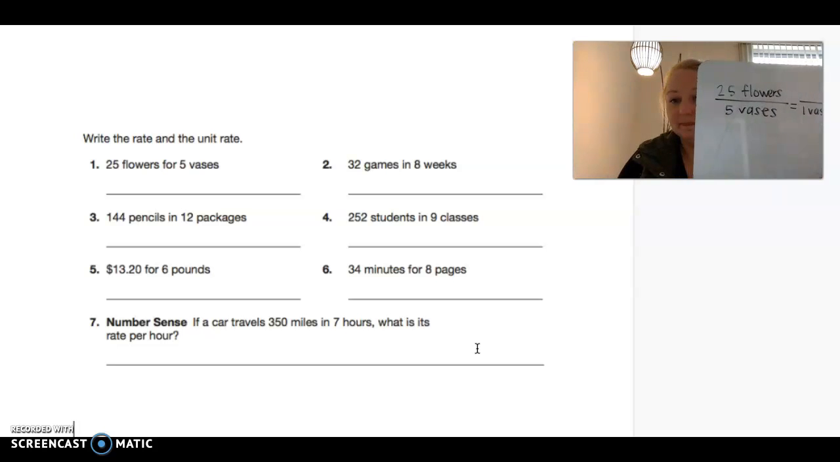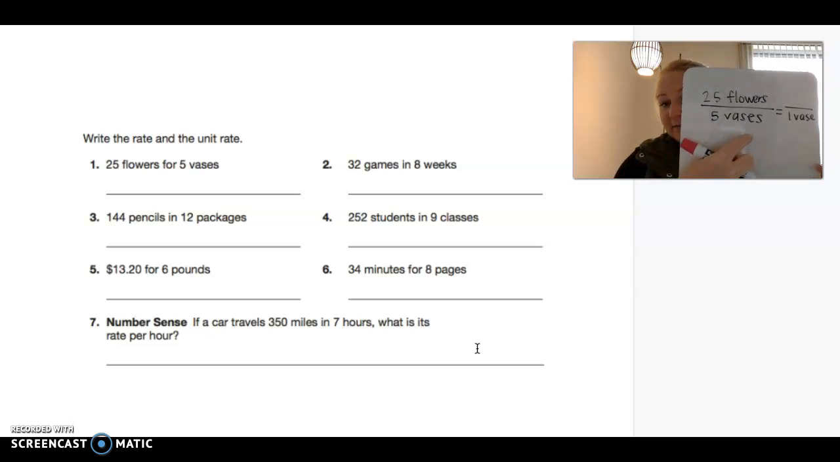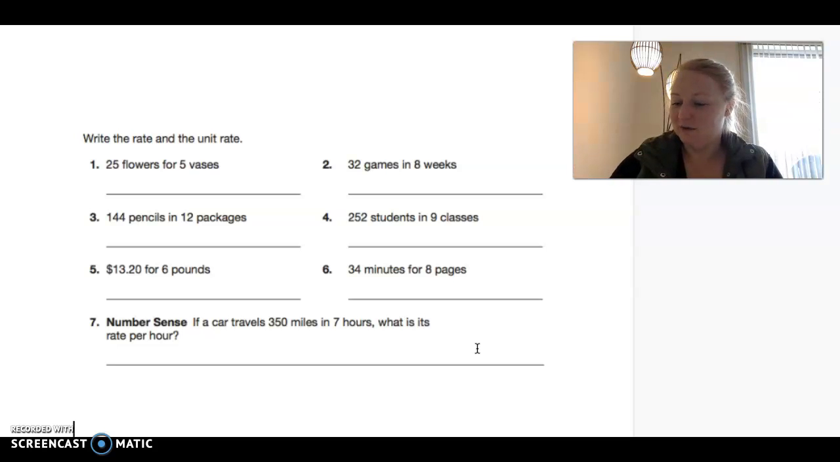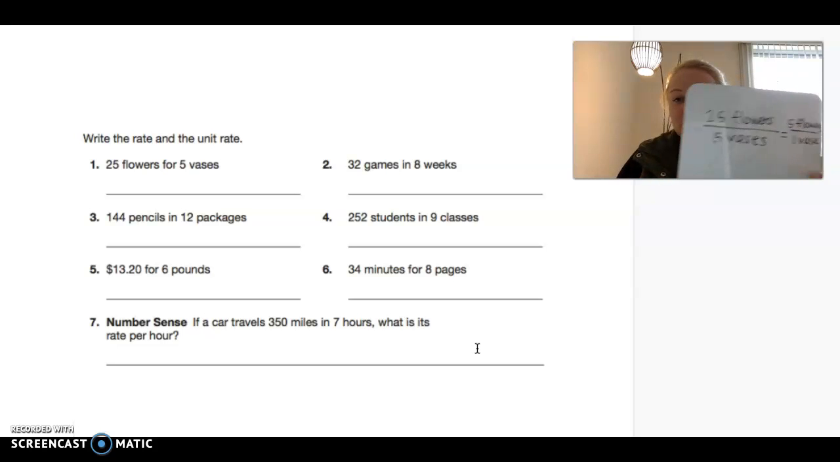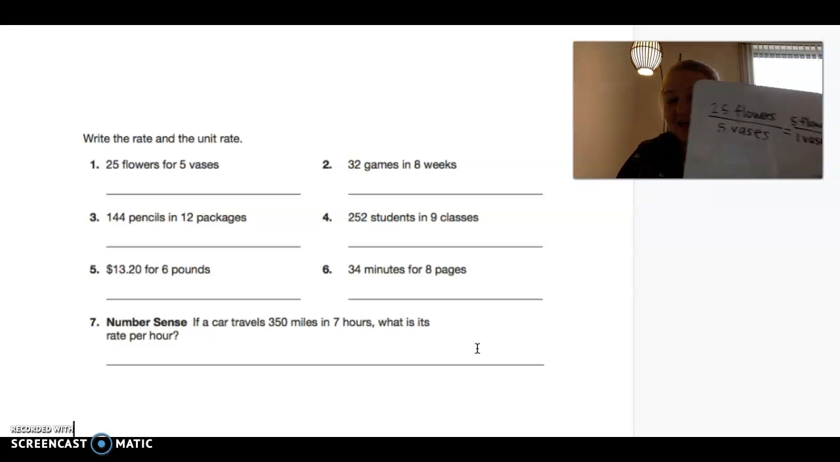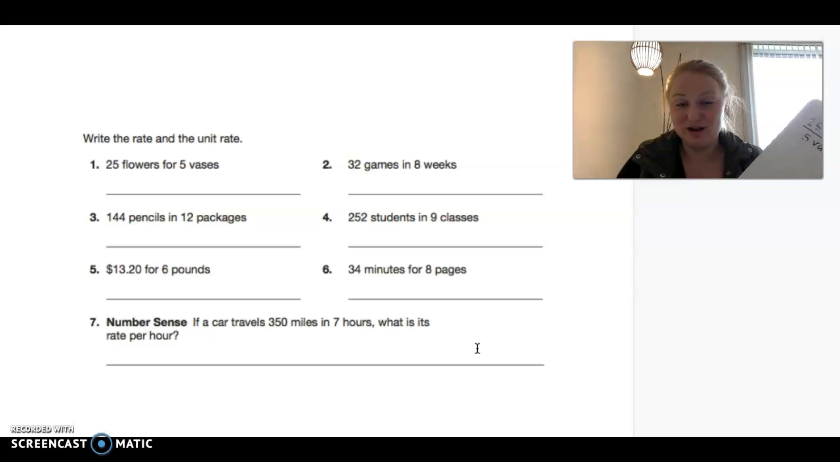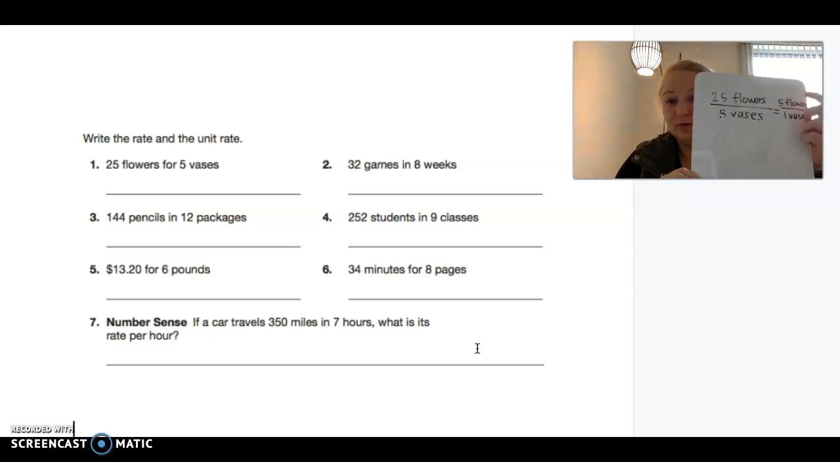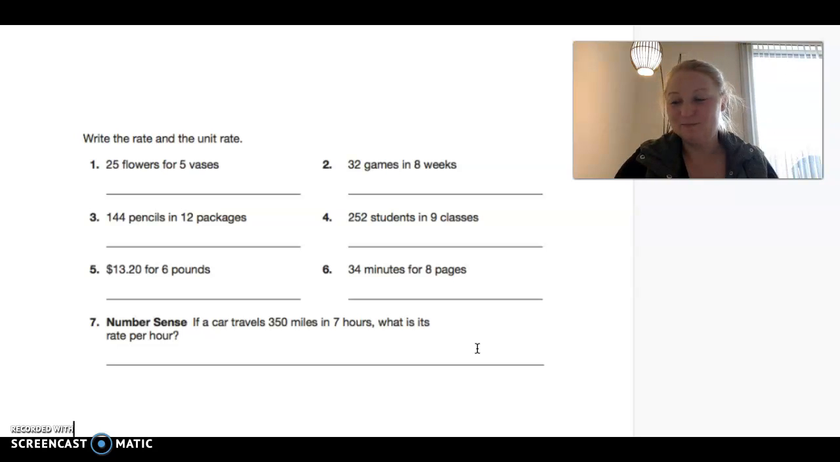All right. I'm going to use this strategy here. 5 divided by 5 would get me over to 1. So 25 divided by 5 is going to give me 5. So it would be 5 flowers in 1 vase. That is going to be my unit rate. So this first one that I wrote here is my rate, and then it went over to my unit rate.